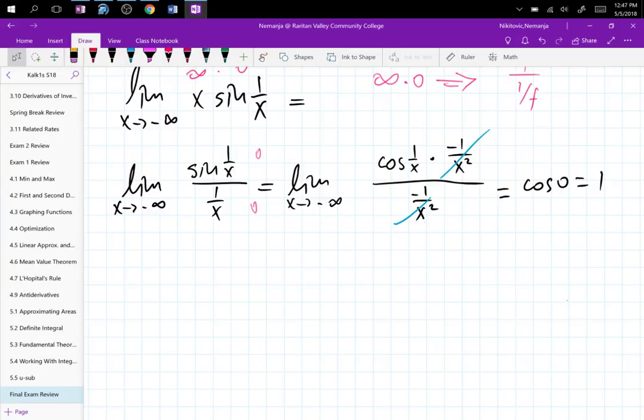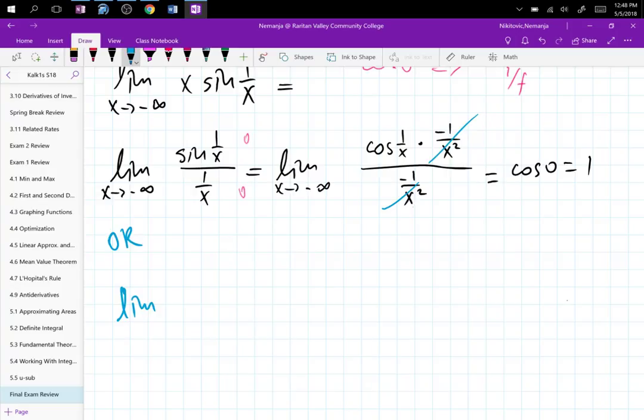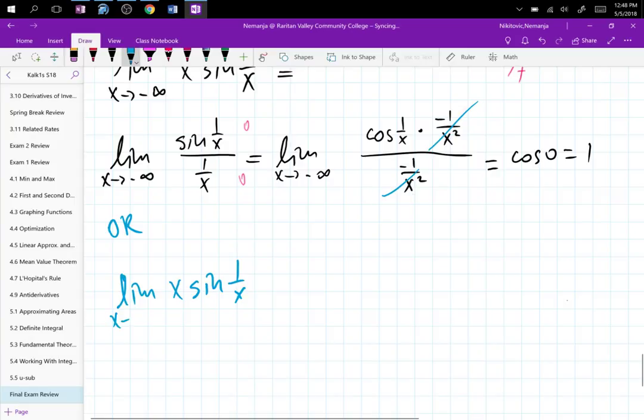There's a much cooler way to do this problem. And that cooler way is, the limit of x sine 1 over x as x goes to negative infinity. So I can bet that when you look at this problem, you say, really? Sine of 1 over x? Really? The rest of the problem should be fine. But it's that sine of 1 over x that's bothering you.